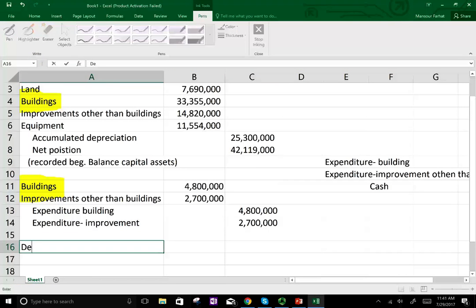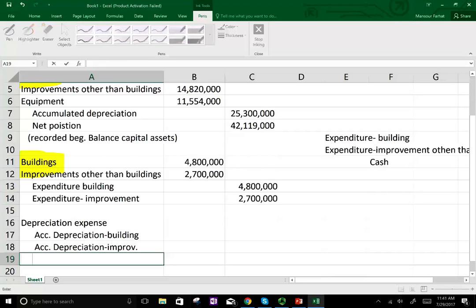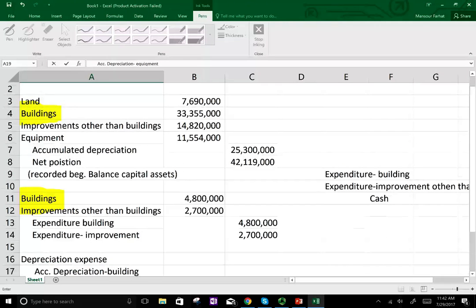Okay, so basically we're going to have to book depreciation expense, and we're going to have to credit, because we have three different assets: accumulated depreciation for buildings, accumulated depreciation for improvement other than building, and we have a third asset, which is equipment. Okay, accumulated depreciation equipment.